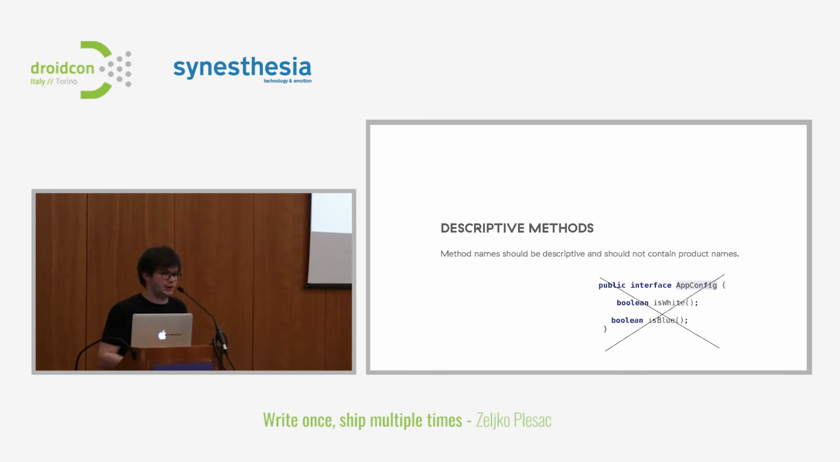this is a recipe for disaster, because as your white label system quickly increases, you will have to add methods for each new application throughout your code. So this is really wrong, and if you're using a configuration file, just use descriptive method naming.